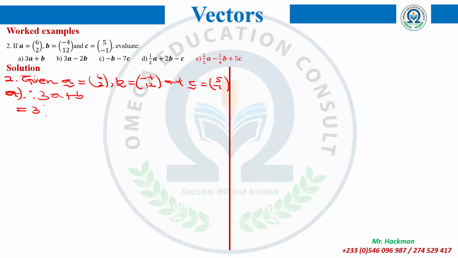Okay, what is my vector A? Is in the column form 6, 2. Okay, plus B. What is my vector B? Okay, negative 4, 12. Okay, please, at this point, if you present your solution this way, you are doomed.